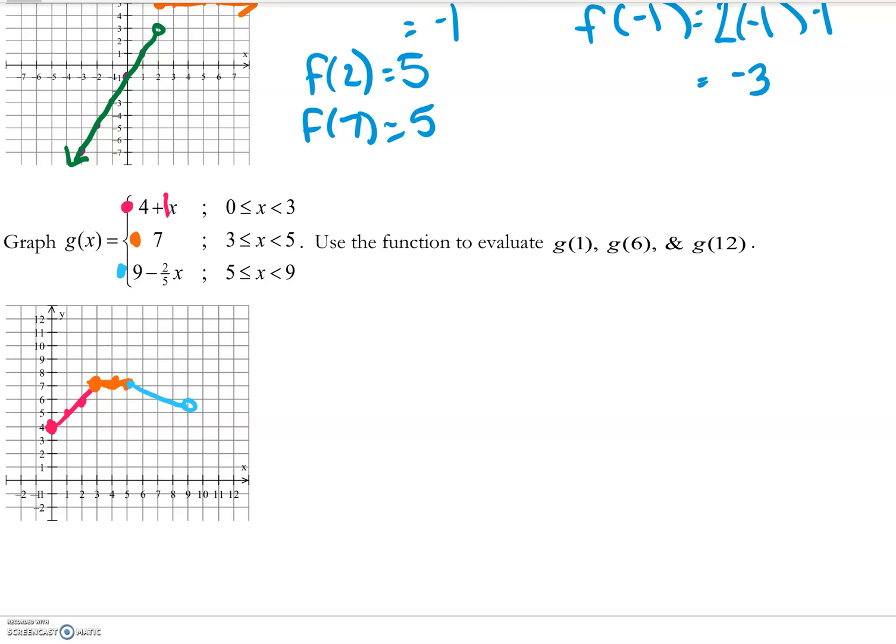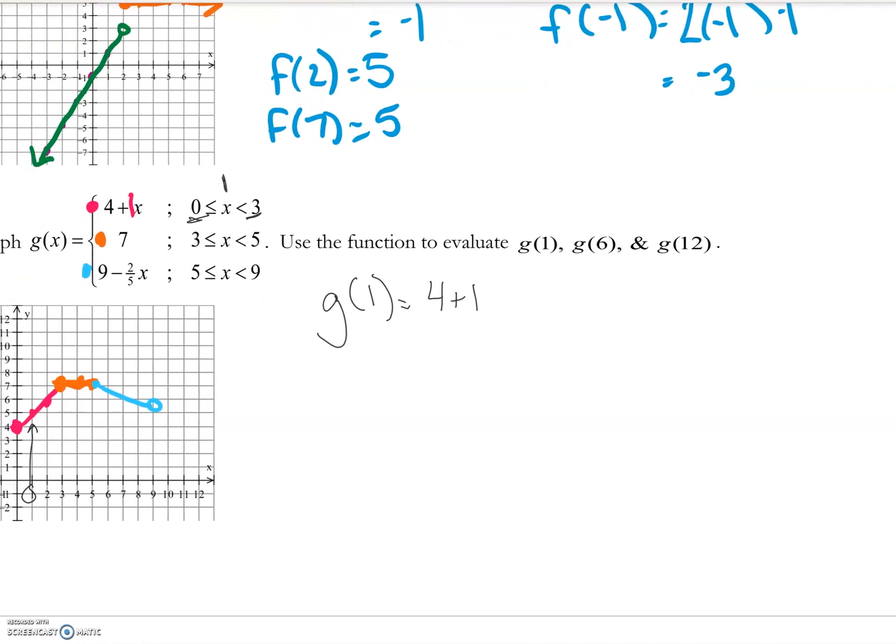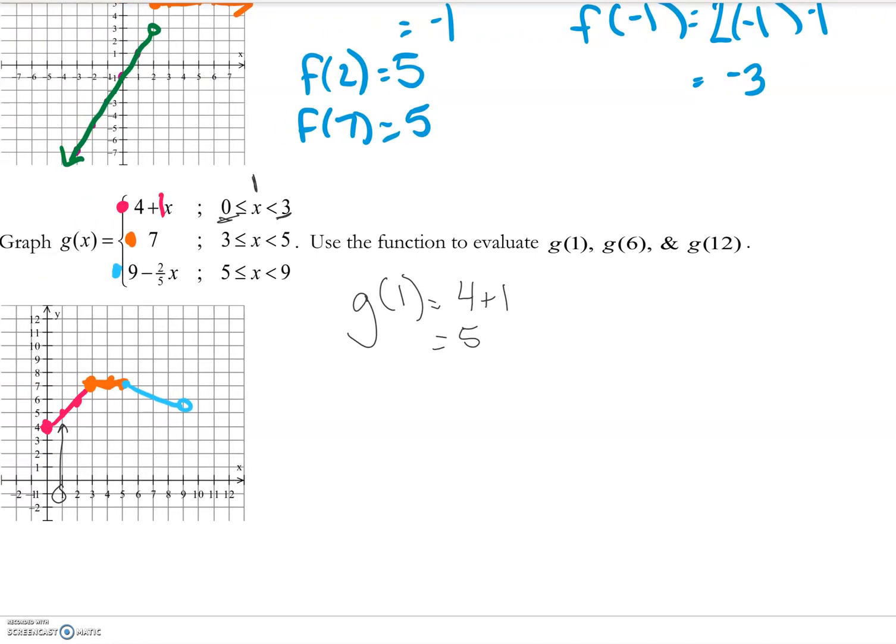All right, so now I'm going to evaluate this function. I will start with g of 1. So if I look, my job is first to figure out where 1 exists. Is it in the pink part, the orange part, or the blue part? If I look at my graph, here's the number 1, and I notice that it hits the pink part. Additionally, the number 1 is in between the numbers 0 and 3. So I'm going to plug 1 into this first equation. 4 plus x, which is 1. So I know that g of 1 equals 5.